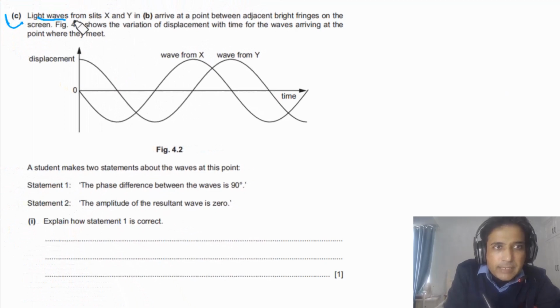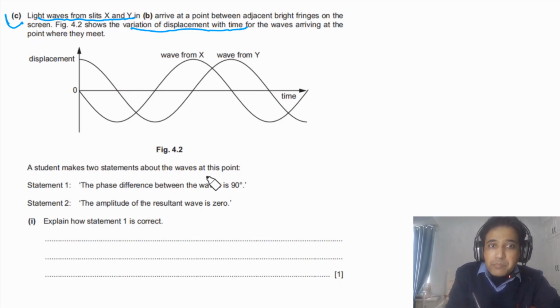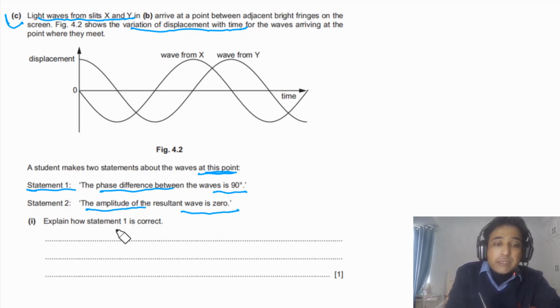Part C says light waves from slits X and Y in B arrive at a point between adjacent bright fringes on the screen. Figure 4.2 shows the variation of displacement with time for the waves arriving at the point where they meet. The student makes two statements about the waves at this point. Statement 1, the phase difference between the waves is 90 degrees. Statement 2, the amplitude of the resultant wave is 0. Explain how statement 1 is correct.